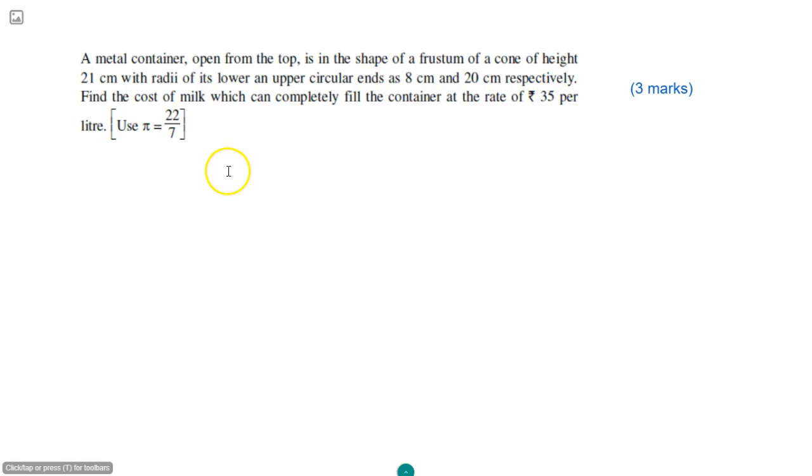So this is a comparatively simple problem. We have a metal container in the shape of frustum of a cone, and we need to find the cost of milk which can completely fill the container. First we need to find the volume of the container and then multiply that with rupees 35. Let's first find the volume of the container.